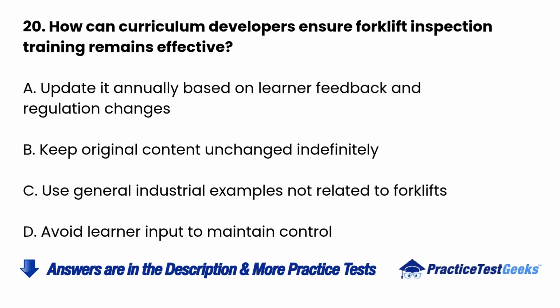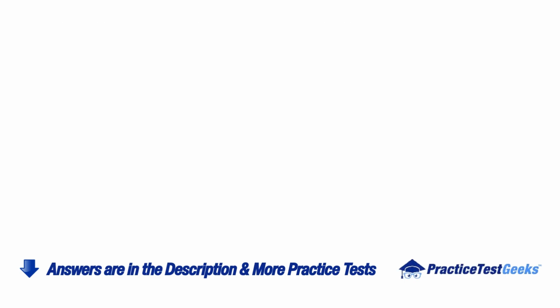20. How can curriculum developers ensure forklift inspection training remains effective? A. Update it annually based on learner feedback and regulation changes. B. Keep original content unchanged indefinitely. C. Use general industrial examples not related to forklifts. D. Avoid learner input to maintain control.